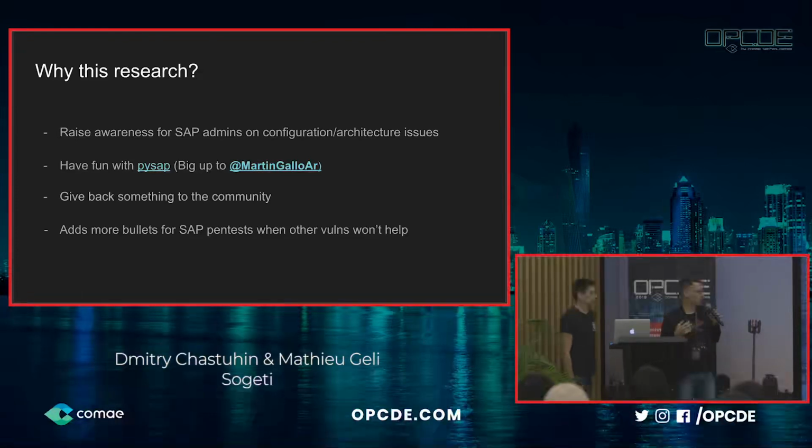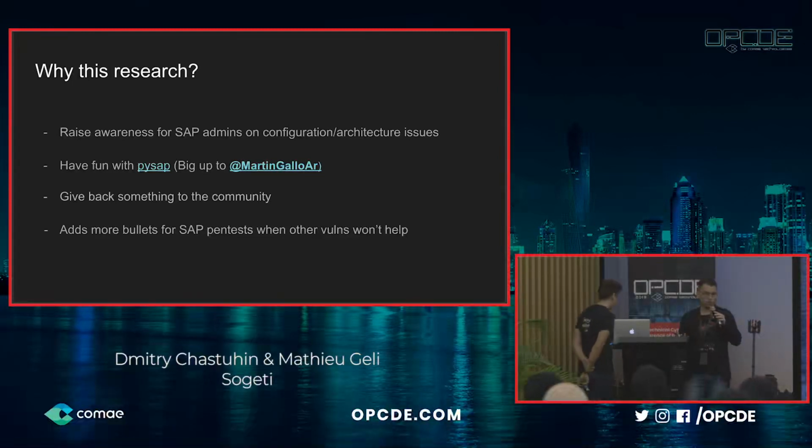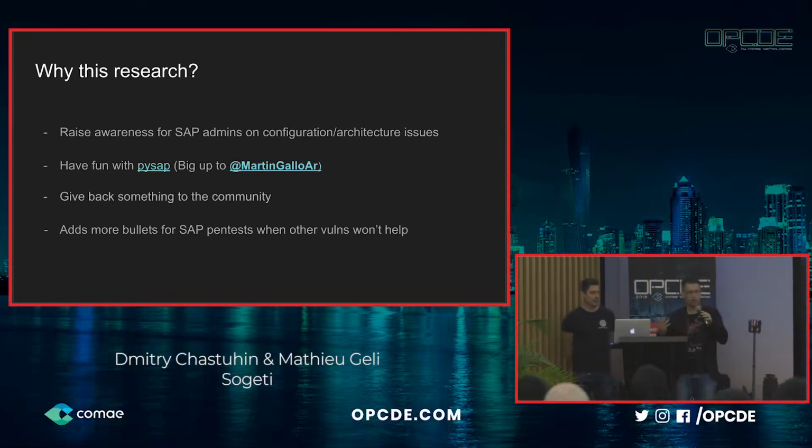A second part is that we love to code in Python, and we had fun with a specific Python library developed by Martin Gallo. It's open source, and we wanted to contribute to this library because he implemented a lot of SAP proprietary protocols that are now in the open. So we based our work on this and implemented new features on top of it. And of course, as we do audits and pen tests, we wanted to have more bullets, let's say, to help us compromise systems during audits when other vulnerabilities don't work.